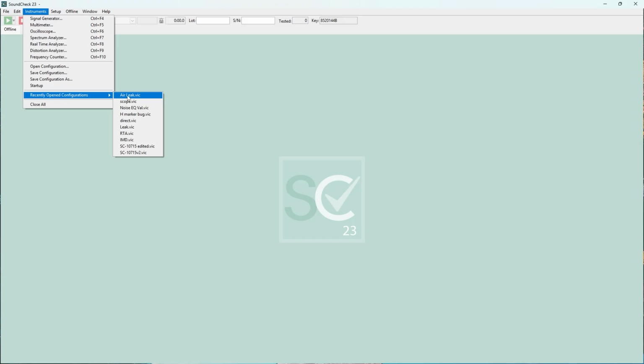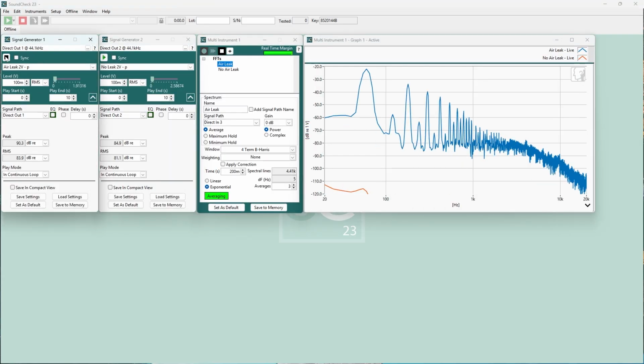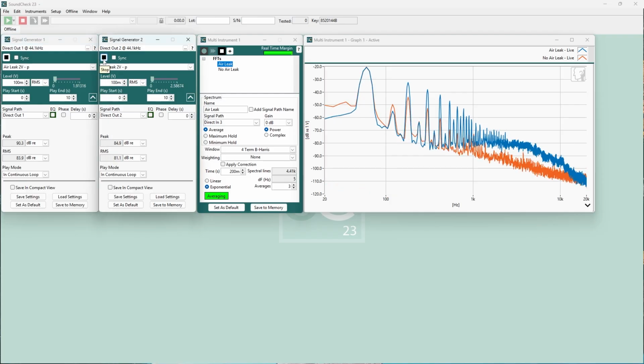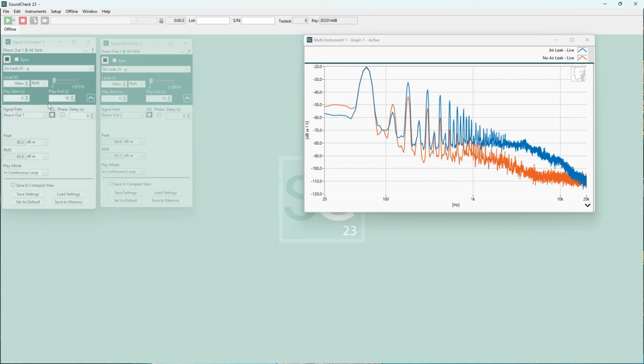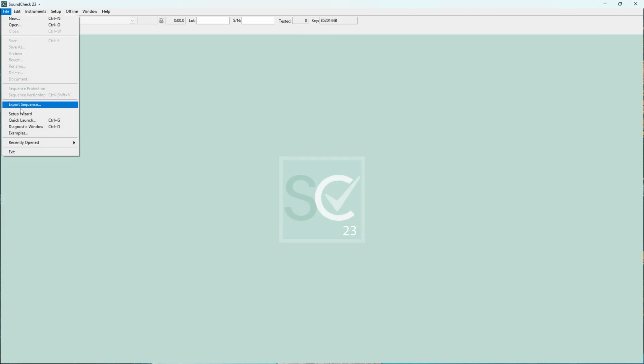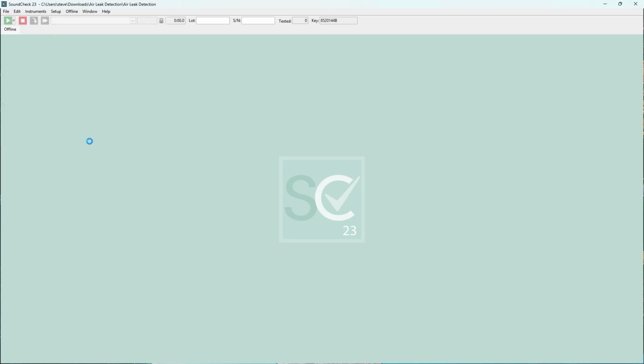Looking at these two recordings in real time on a spectrum analyzer, we can see the spectrum of the speaker with the air leak has significantly higher harmonic content than the one without, particularly the odd order harmonics. Now, let's take a look at the SoundCheck algorithms that can detect the air leak. For these demos, I'll recall previously saved waveforms for analysis.